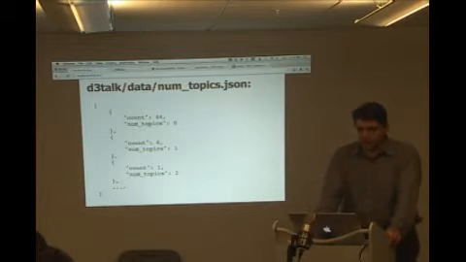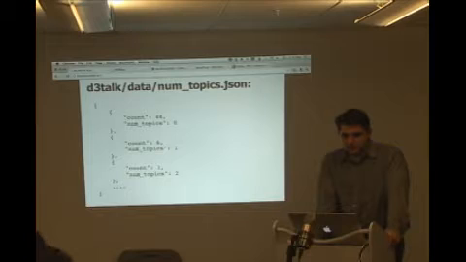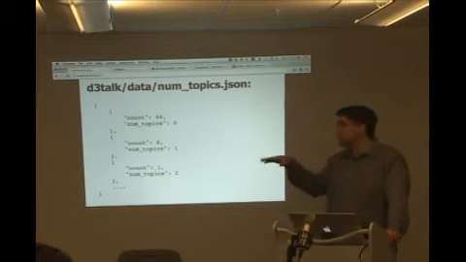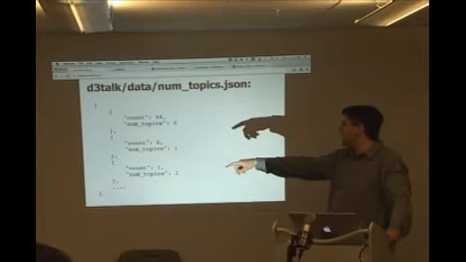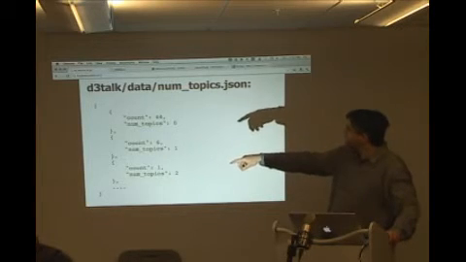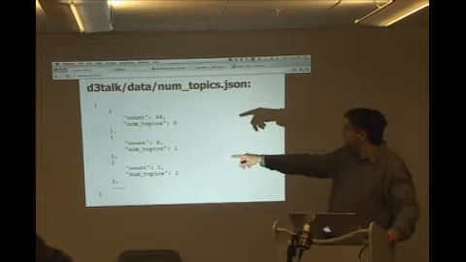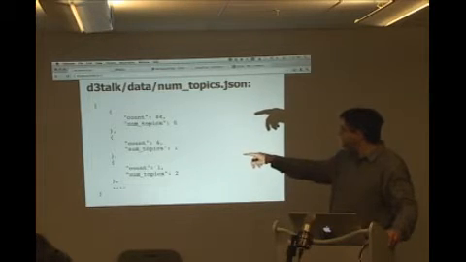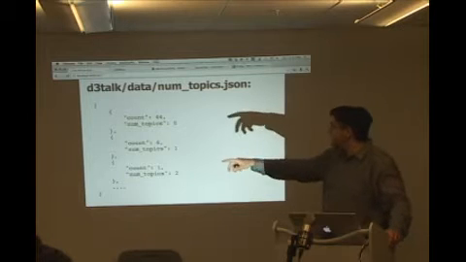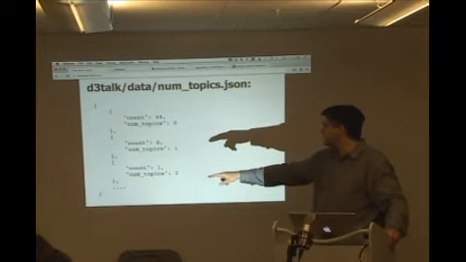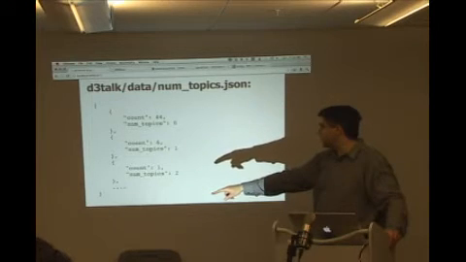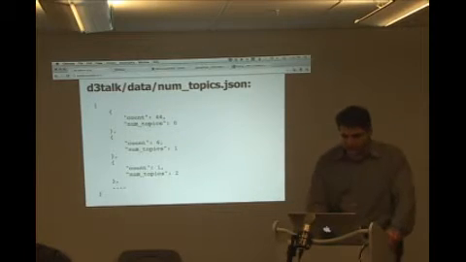This is an example of some data in JSON. We have a count and number of topics. This is basically a histogram. I think these were papers. So there were 44 papers with no topic, 6 papers with one topic, 1 paper with 2 topics, and so forth and so on.